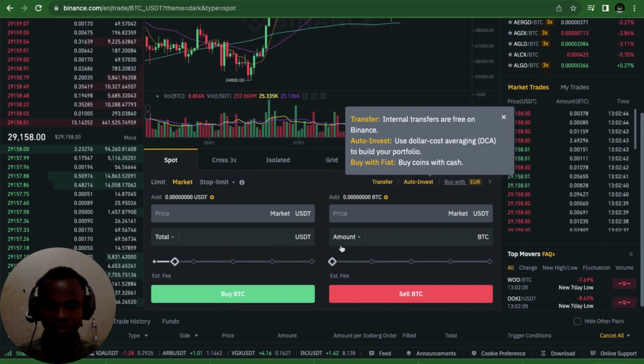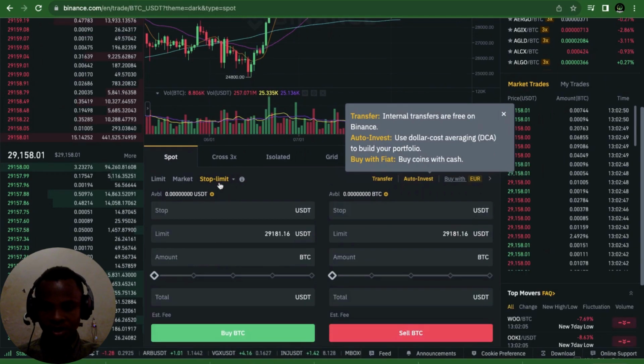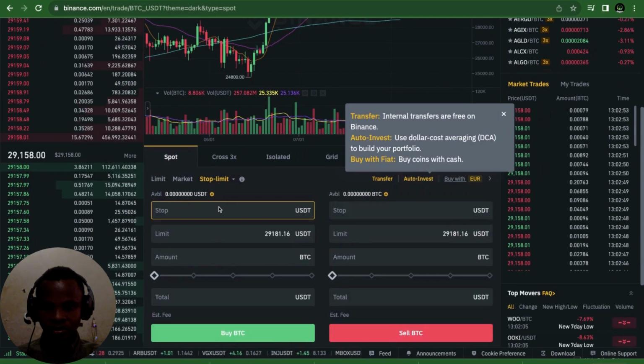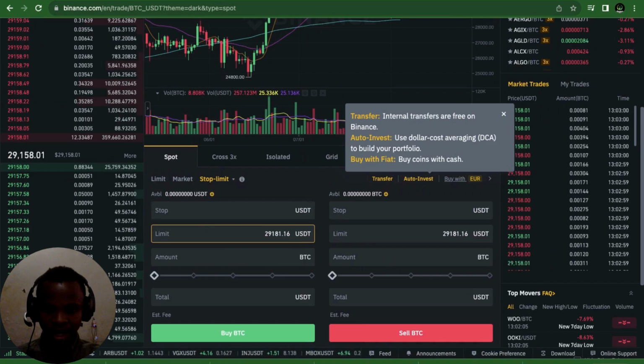The same thing applies to sell. You click on sell. Then the same thing with the stop limit: you can also use your stop limit to buy or to sell. So this is basically how you can buy and sell.